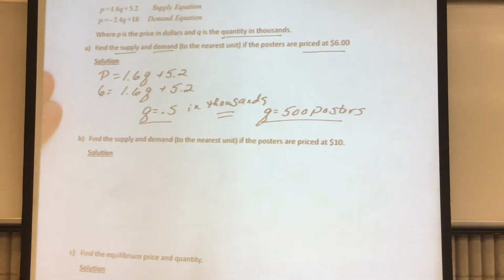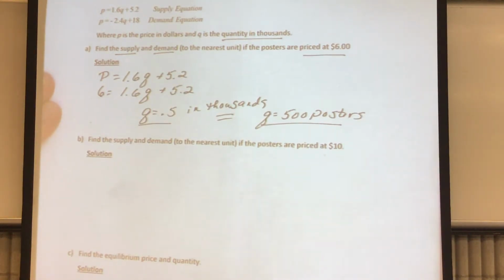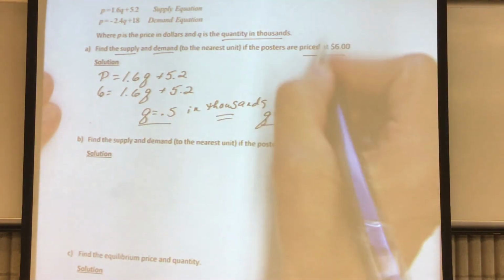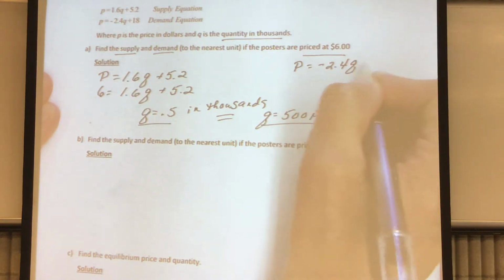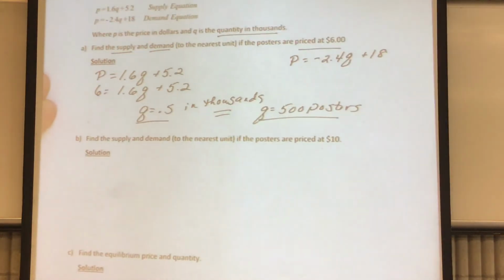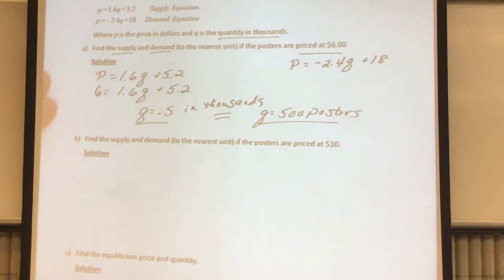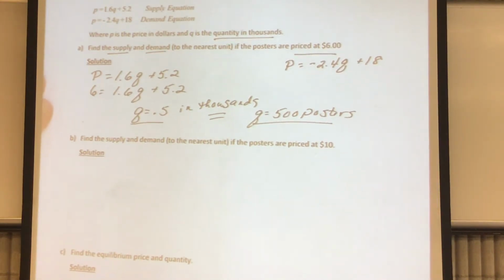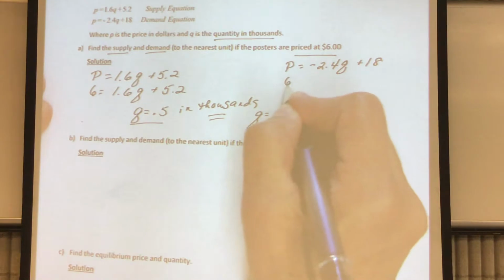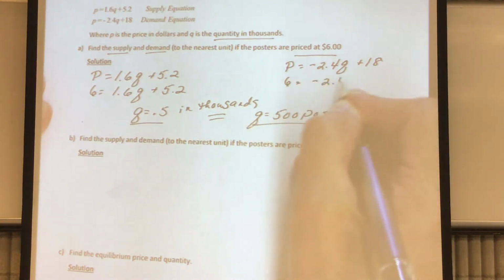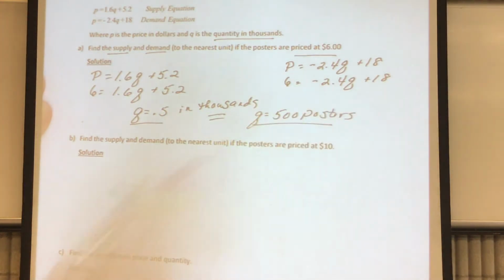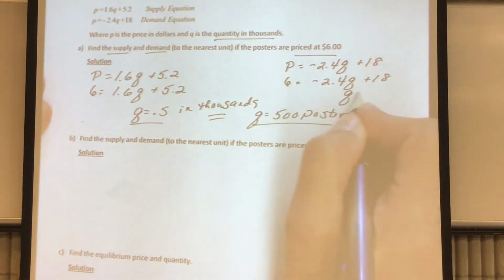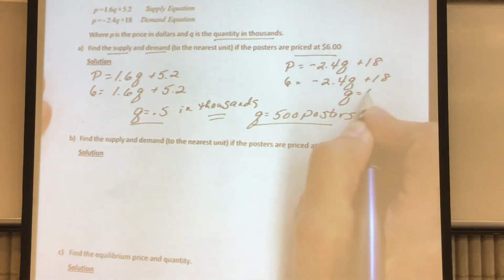We're not done with letter A. Let's complete the problem. So find the supply and demand. So this was the supply. Let's do the demand. So P equals negative 2.4 Q plus 18. So we're going to solve again for Q like we did in the supply equation. So 6 is equal to negative 2.4 Q plus 18. And again, combining like terms, we solved our quantity to be 5.